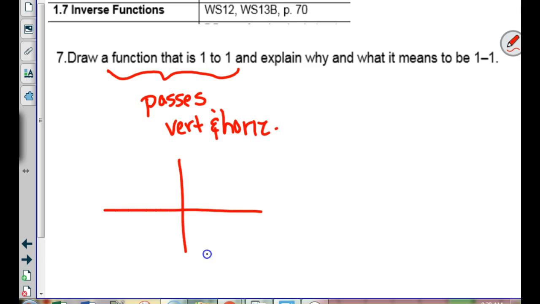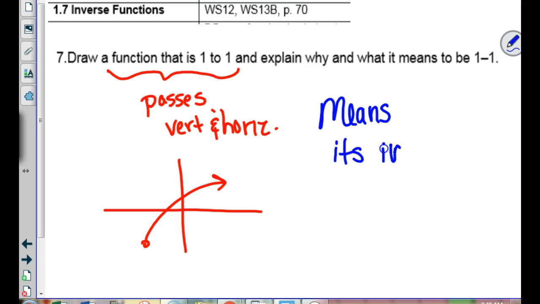Yeah, I could just draw an oblique line, in other words, not a horizontal or vertical line. Yeah, I'll try that again. I could also just draw something like that. Doesn't have to be a line necessarily. And why is this 1-to-1? Because it passes the vertical and horizontal line test. And what does that mean? Does anybody remember? Okay, means its inverse is what? Yes.